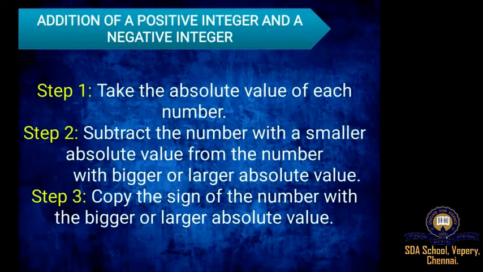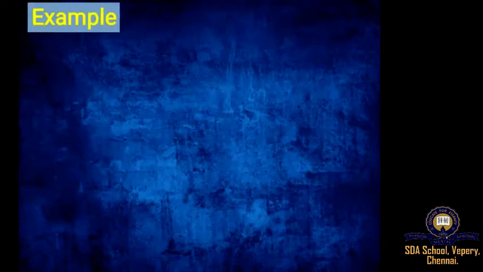So, in addition of a positive integer and a negative integer, first we have to find the absolute value of the numbers, and then we have to subtract the smaller absolute value from the bigger absolute value, and then we have to put the sign of the number which has the larger absolute value. Now we will see an example.